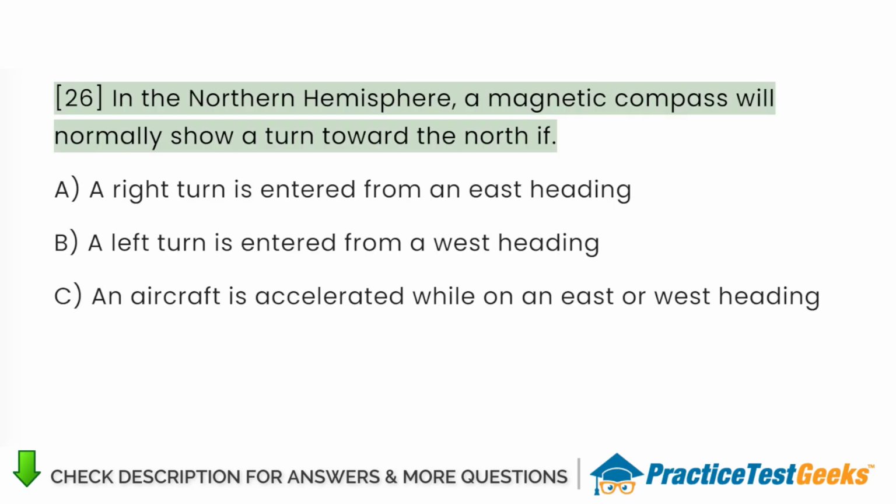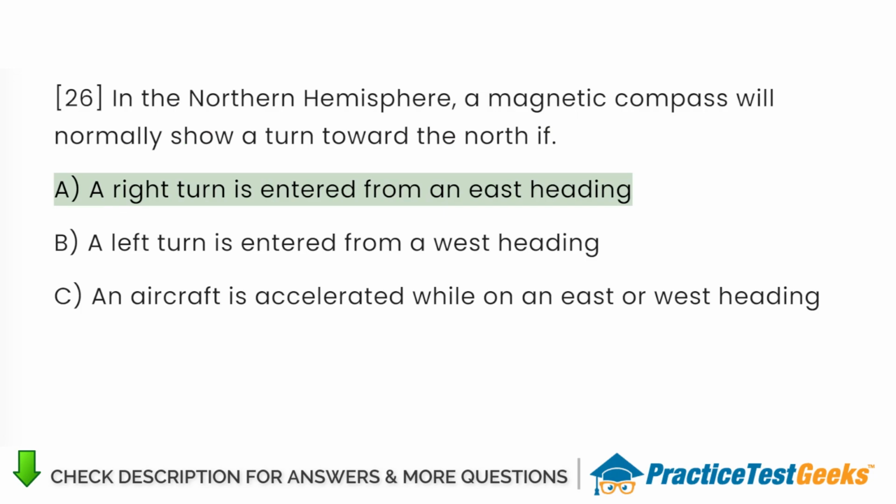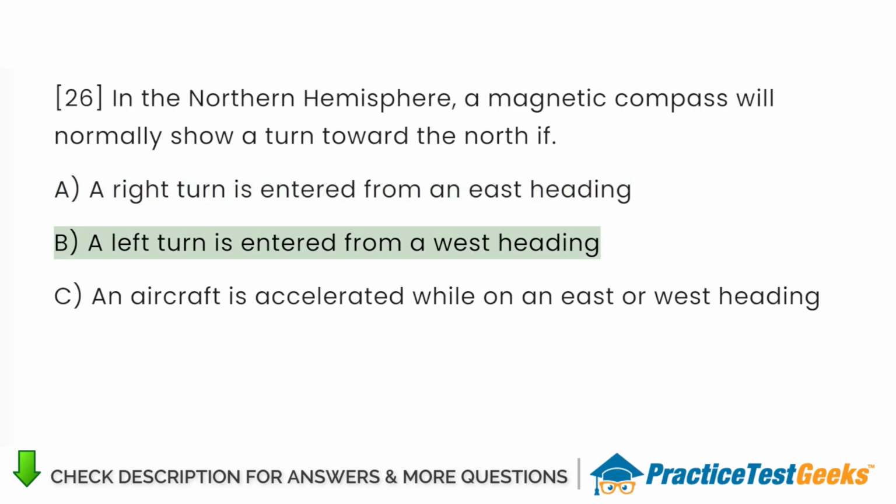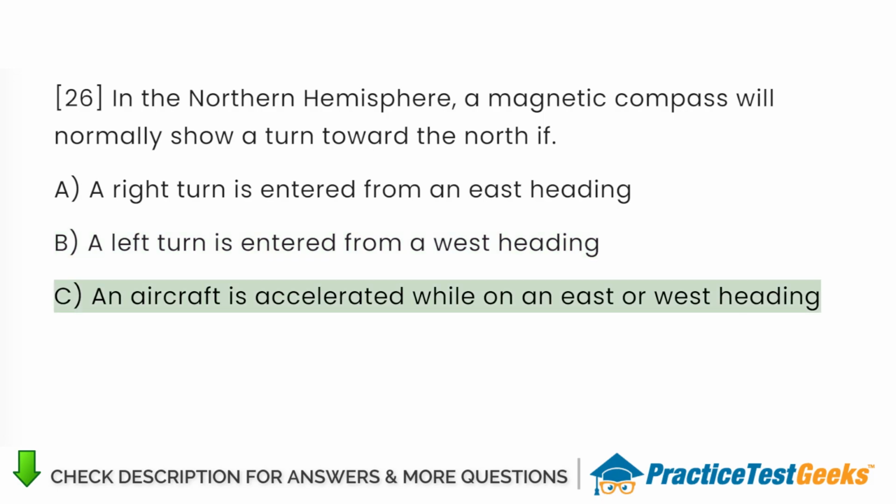In the Northern Hemisphere, a magnetic compass will normally show a turn toward the north if A. A right turn is entered from an east heading. B. A left turn is entered from a west heading. C. An aircraft is accelerated while on an east or west heading.